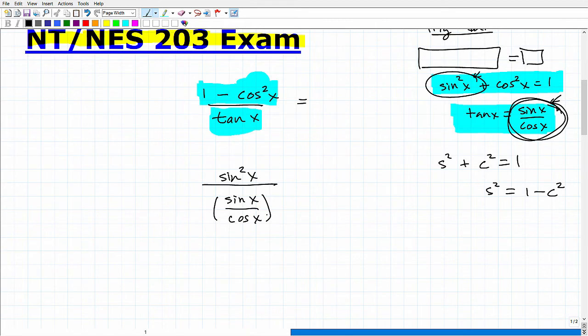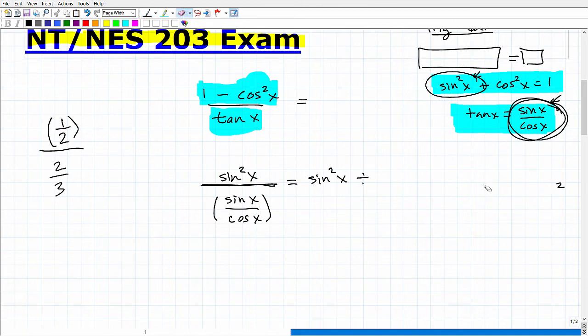Now at this point, hopefully you can see we have what we call a complex fraction. Maybe you didn't know the term, but you should know it, since you're going to be a math teacher. A complex fraction is a fraction within a fraction, like 1/2 divided by 2/3. So what do we do here? This is a division operation, so I can think of this as sine squared x divided by sine x over cosine x.